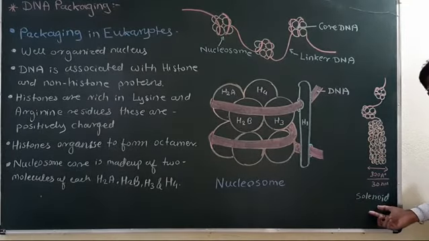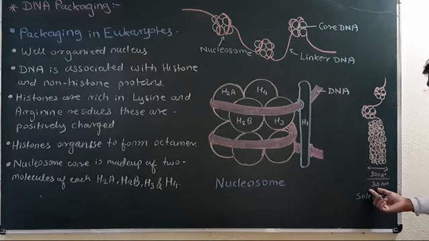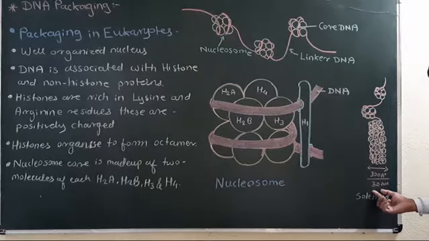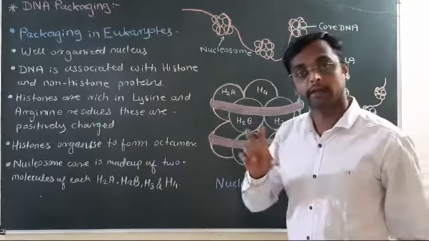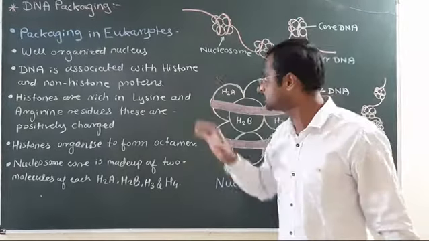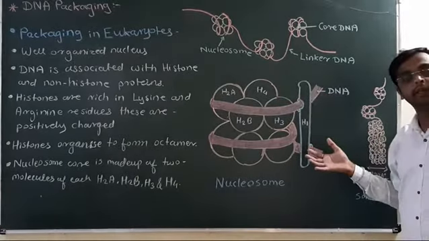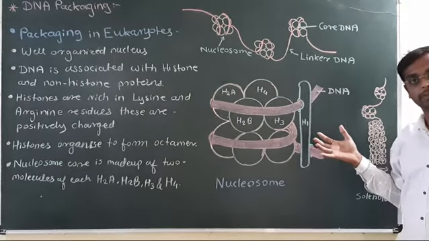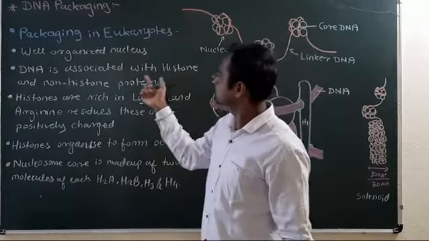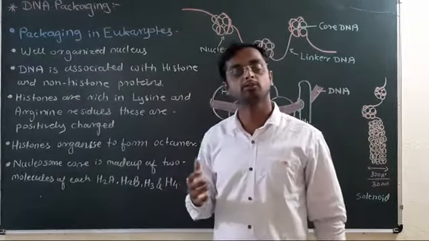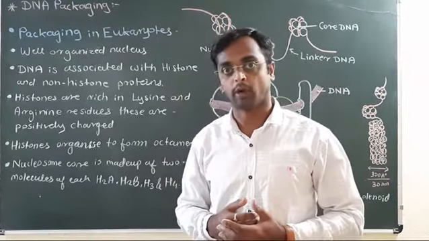This solenoid remains 30 nanometers in size. The solenoid gets condensed up to the 30 nanometer size. From this, 2.2 meters long DNA gets condensed by this packaging strategy. Understood this packaging in eukaryotes? And for this packaging, it requires histone and non-histone proteins. Non-histone proteins are also required for the supercondensation or the supercoiling.